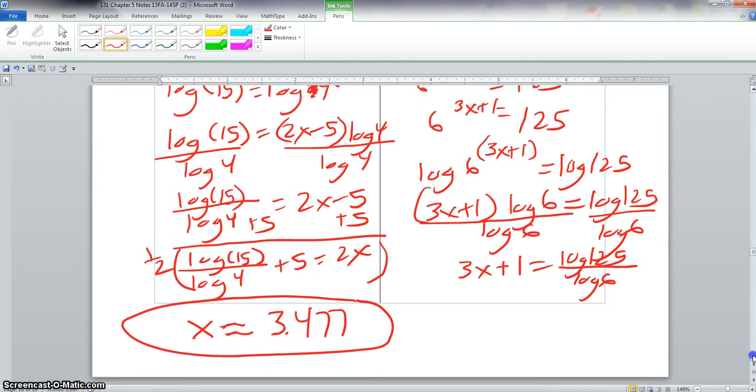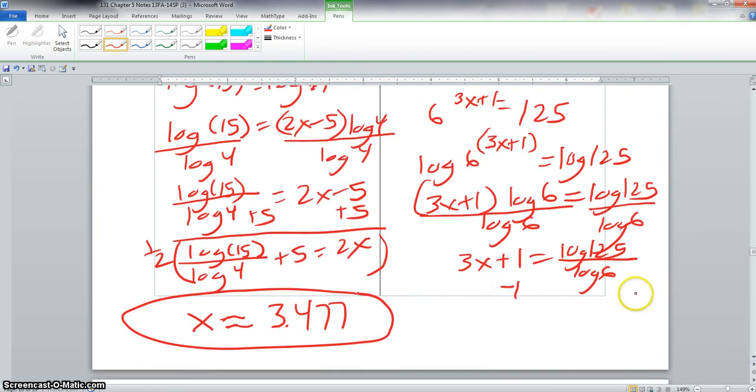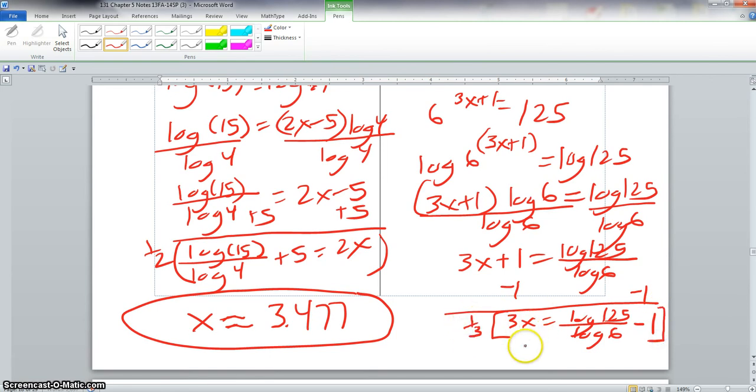Now we know we're going to subtract 1 on both sides. So we have 3x is equal to log 125 over log 6 minus 1. And then we will multiply everything by the reciprocal of 3, which is 1/3, to get x by itself. And we will have x is approximately 0.565. And we're done with this problem.